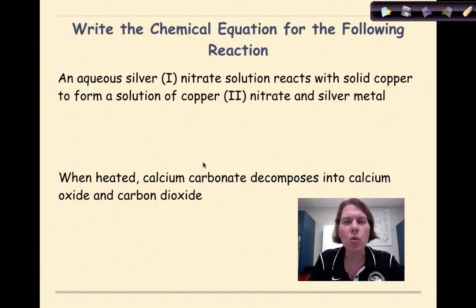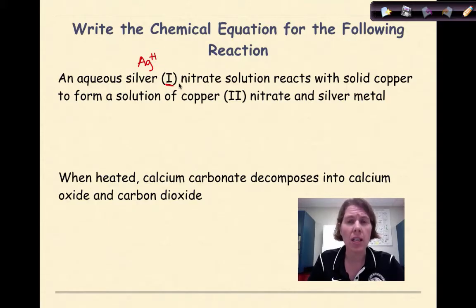Let's look at two chemical reactions and how we would approach writing them. Let's read through the reaction first and then slowly start to break it down. An aqueous silver(I) nitrate solution reacts with solid copper to form a solution of copper(II) nitrate and silver metal. If I was approaching this problem, the first thing that I would do is start writing out my symbols and ions if necessary. The first thing I see is silver(I) nitrate. I know the symbol for silver is Ag, and this Roman numeral is telling me that it is plus 1.